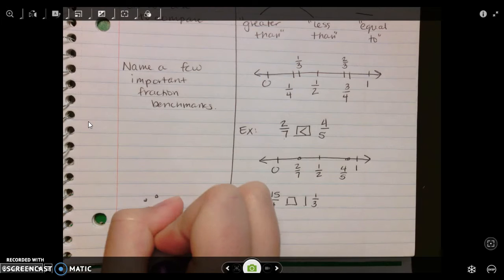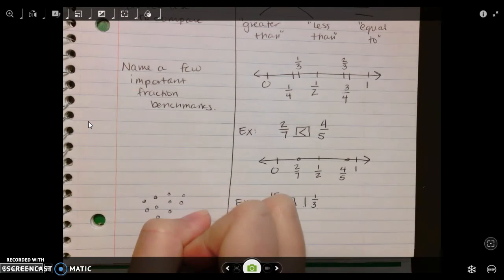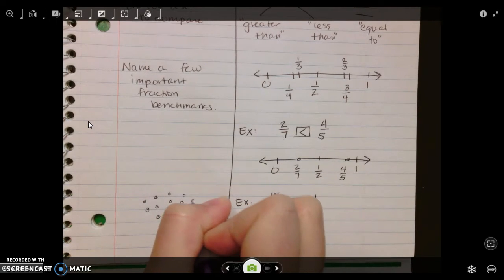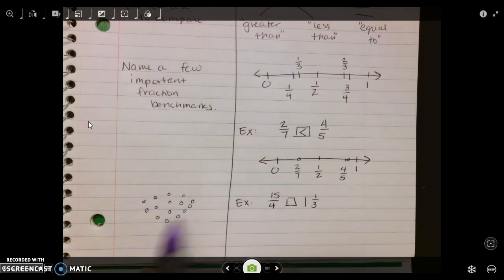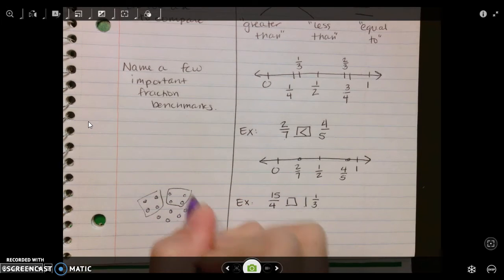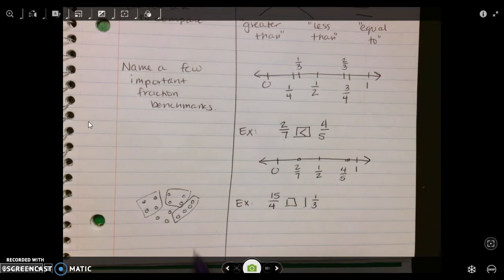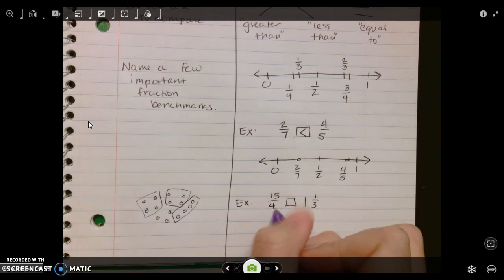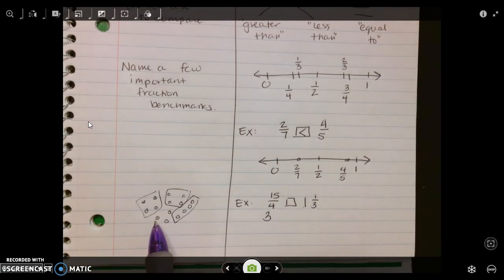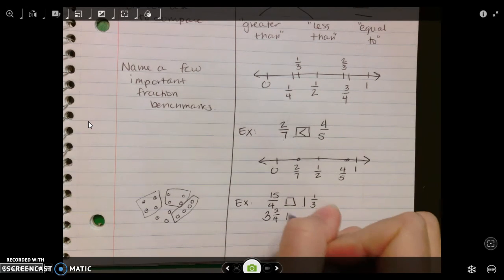I'm going to draw 15 dots. And I'm going to put them into groups of 4. So there's one group of 4, here's another group of 4, here's another group of 4. Now those are left over. So how many groups of 4 do we have? We have 3, and then I have 1, 2, 3 fourths left over.